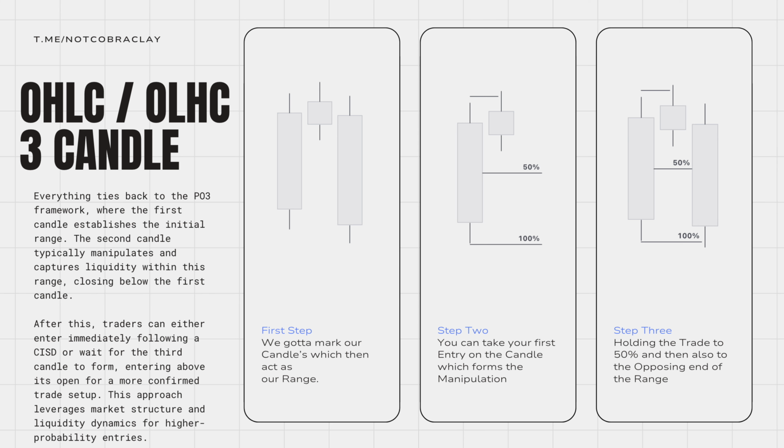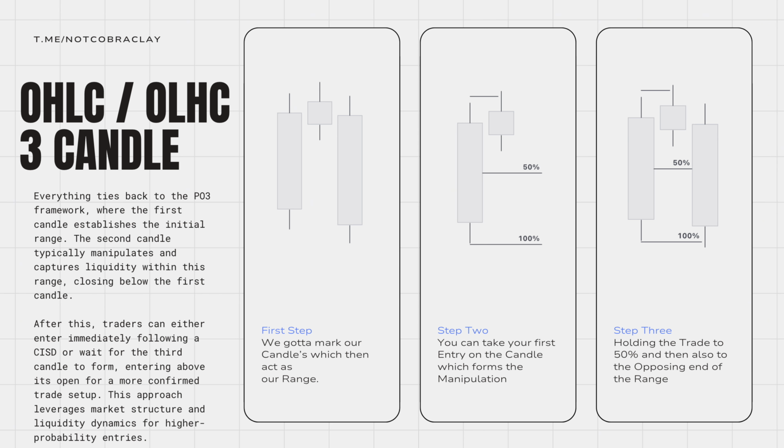Step 2, you can take your first entry on the candle which forms the manipulation. So either you wait for a CISD after Asia gets grabbed, the first candle gets grabbed, your range gets grabbed, everything is the same. You can immediately enter after a CISD.